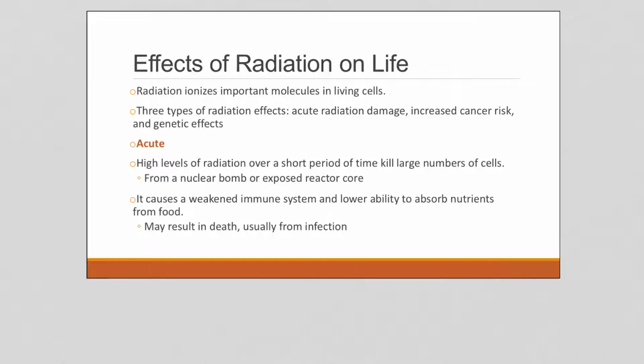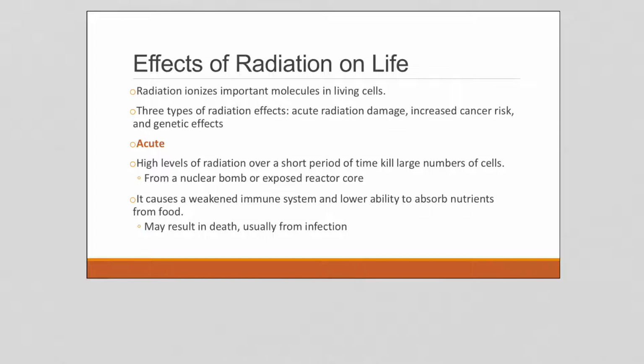Okay, so let's talk about the effects of radiation on biological life. So the biggest thing to think about here is the ionizing effect of radiation. Where radiation does its damage is it ionizes molecules in the living cells. And when those molecules are ionized, they then don't function properly. They function in ways that we don't want them to function, and that leads to cell mutations and other sorts of effects within the body.